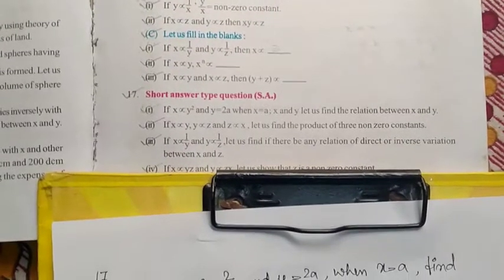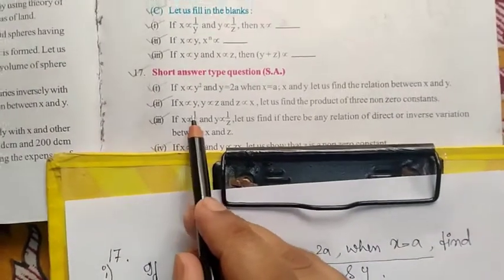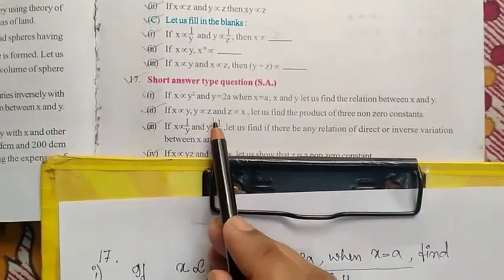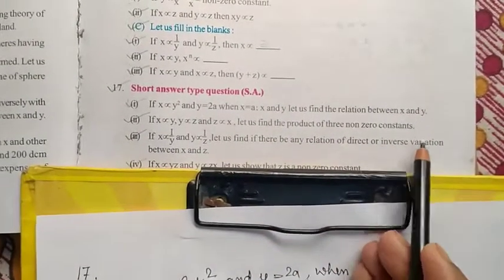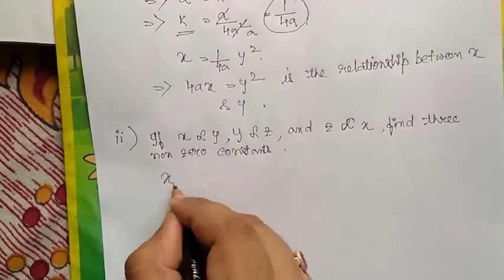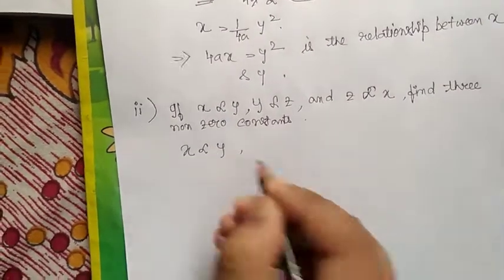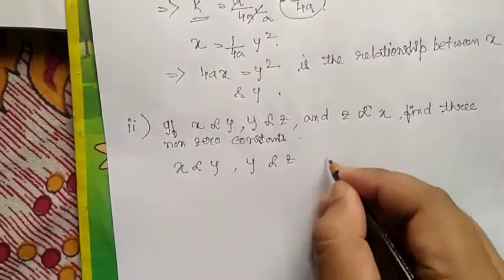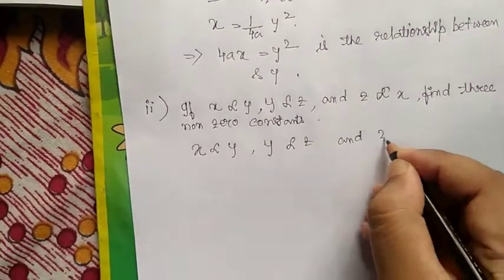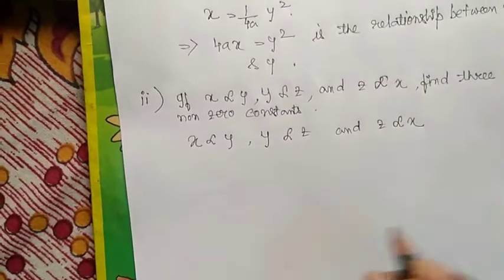This is sum number 17 part 2. If x varies directly with y, y varies directly with z, and z varies directly with x, let us find the product of the three non-zero constants. So what is given? This is given, where x varies directly with y, y varies directly with z, and z varies directly with x.